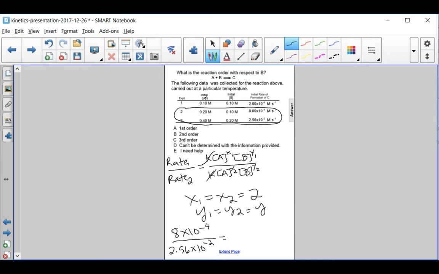So the concentration of A for that first experiment, 0.2, and that would be squared. The concentration of B is 0.1, and I don't know the reaction order. I'm going to do the same thing for the second reaction, which in this case is experiment 3. So I have 0.4 squared times 0.2 to some power y.